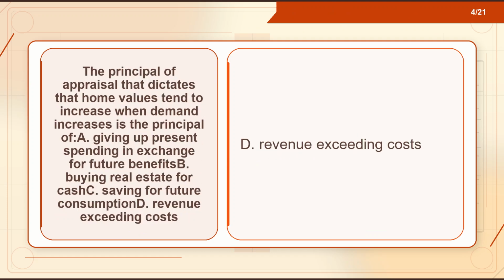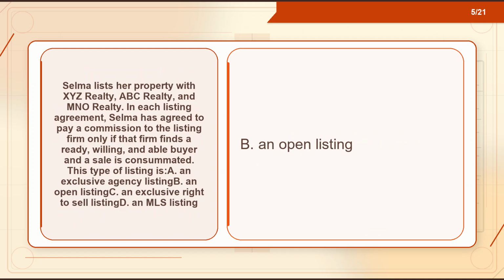Flashcard 4. Term. The principle of appraisal that dictates that home values tend to increase when demand increases is the principle of A. Giving up present spending in exchange for future benefits. B. Buying real estate for cash. C. Saving for future consumption. D. Revenue exceeding costs. Definition. D. Revenue exceeding costs.